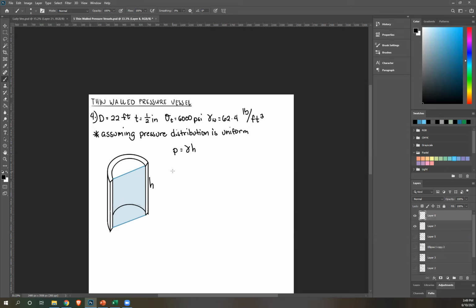As usual, whenever we're solving for a maximum stress, we're going to use the critical stress, which is tangential. Also, that is the stress that's given. So tangential is PD over 2T. Tangential is 6,000 psi equals P. Again, P is gamma H. Our gamma is 62.4 pounds per cubic feet.